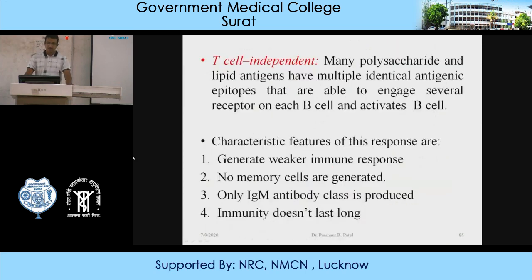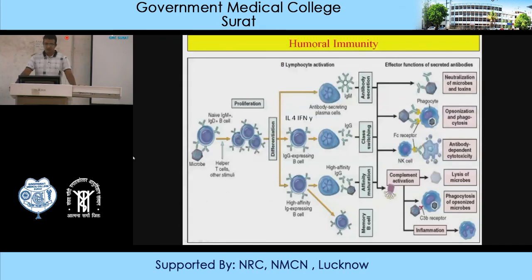Then the second pathway is T cell independent. Here many polysaccharide and lipid antigens have multiple identical antigenic epitopes that are able to engage several receptors on each B cell, and it activates the B lymphocyte. The characteristics of this response are that it generates a weaker immune response, no memory cells are generated, only IgM antibody is produced, and the immunity produced by this mechanism does not last very long.